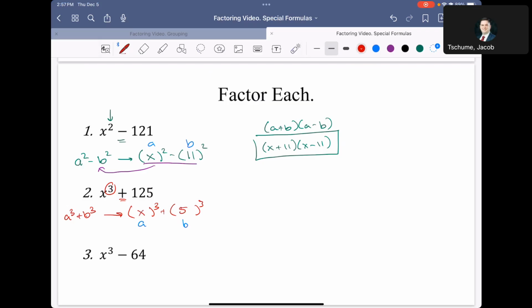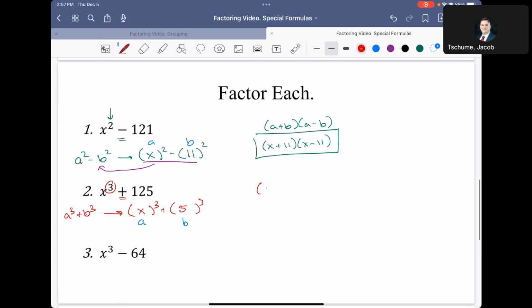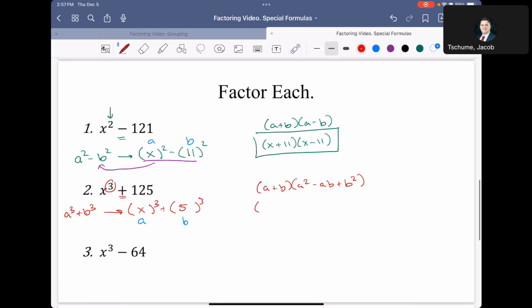Since I've identified my a and my b value, I would then go to my formula, and for a cubed plus b cubed, you're going to factor this into a plus b times a squared minus ab plus b squared. All you got to do now is plug your a and b value in, and that will help you in the factored form. So this would end up being x plus 5, because that's my a and b.